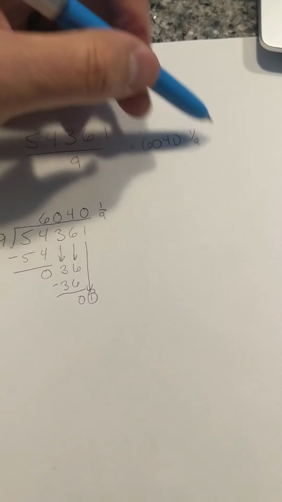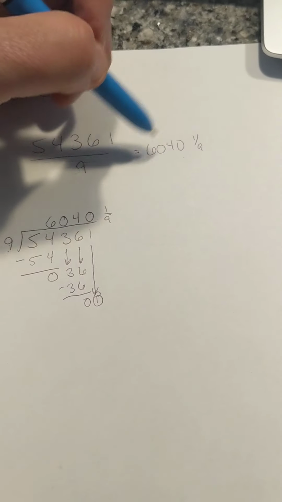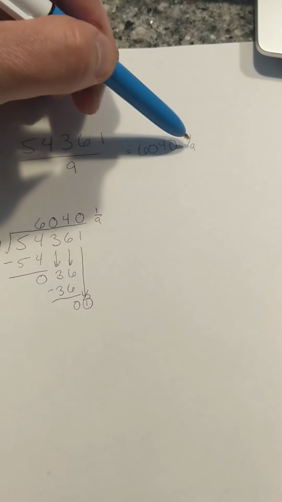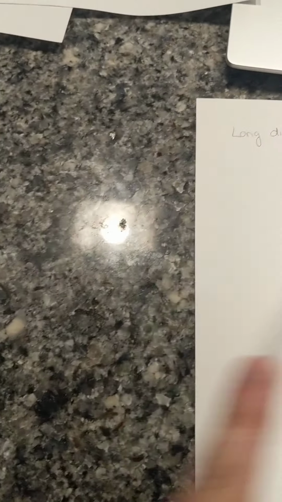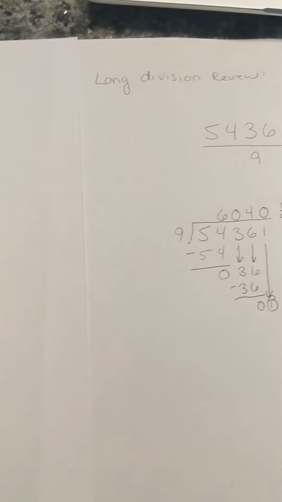This is how our answer is going to look. We're going to have our dividend, our divisors, our quotients, and then we're going to have our remainder as a fraction. So now let's go back to this example using this process.